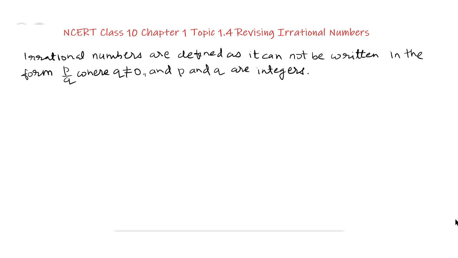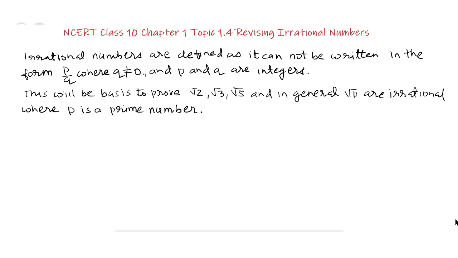We are going to learn NCERT class 10th chapter 1 topic 1.4, revising irrational numbers. As we know, irrational numbers are defined as numbers that cannot be written in the form p upon q, where q is not equal to 0 and p and q are integers. This will be the basis to prove root 2, root 3, root 5 and in general root p are irrational, where p is a prime number.